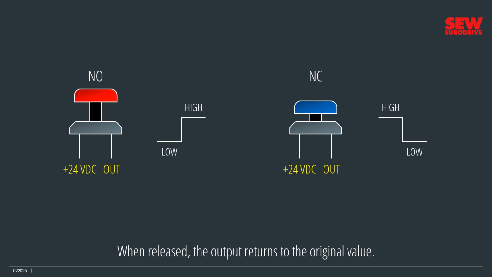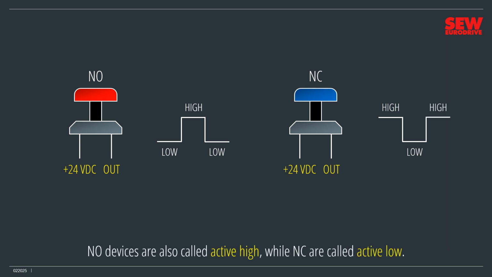Notice that when we release the red button, its output goes low, while releasing the blue button makes its output go high. Normally open devices are also called active high because they go high when you activate them. Similarly, normally closed devices are called active low since they go low when you activate them.